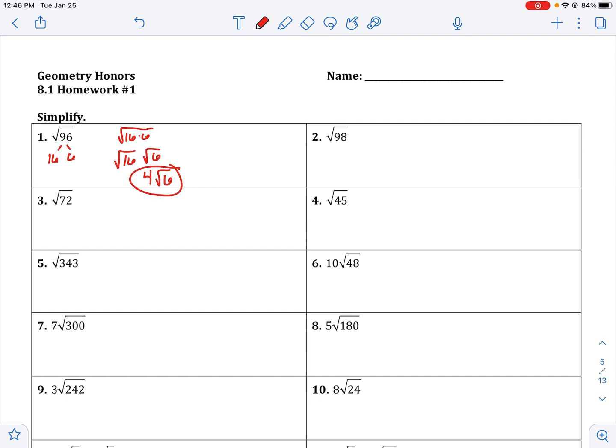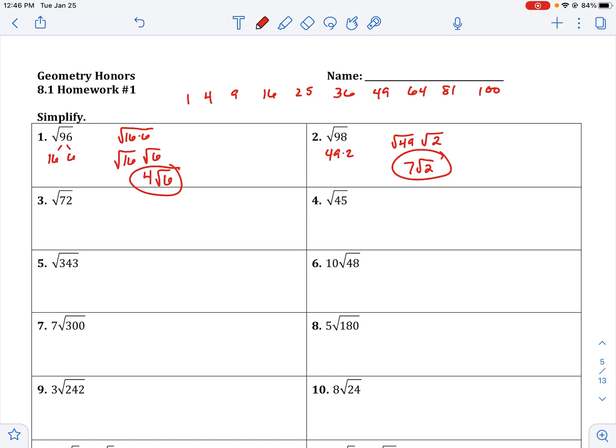Now this method is incredibly useful if you already know all of your perfect squares. So 1, 4, 9, 16, 25, 36, 49, 64, 81, and 100. Because in a problem like the square root of 98, I can see that 49 goes into 98. And I could simplify that to 7 root 2.